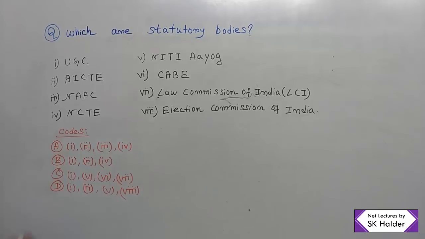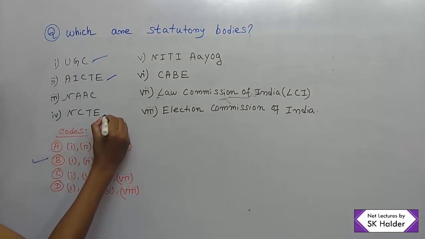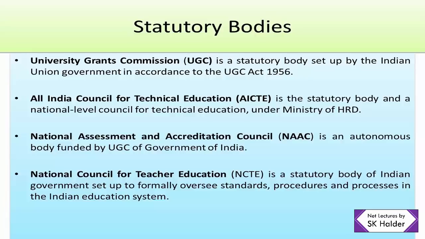And the right answer is option B, 1, 2, 4, means UGC, AICTE and NCTE are statutory bodies.